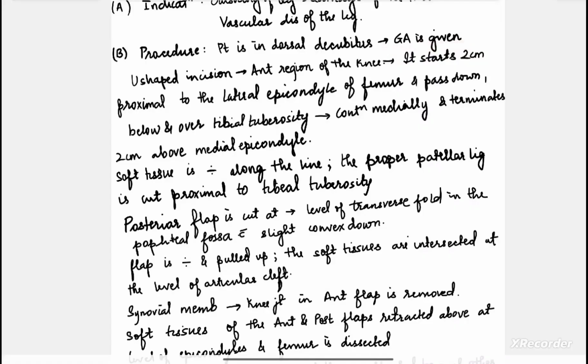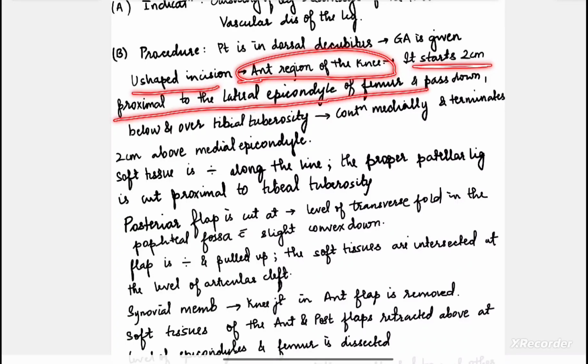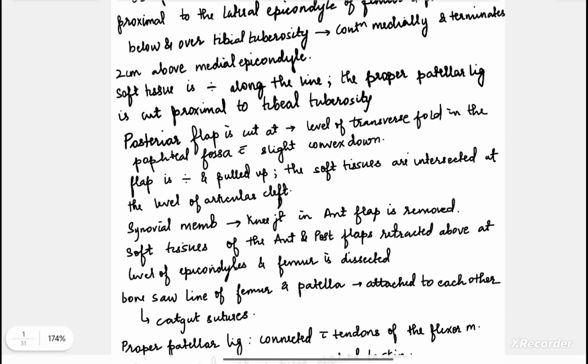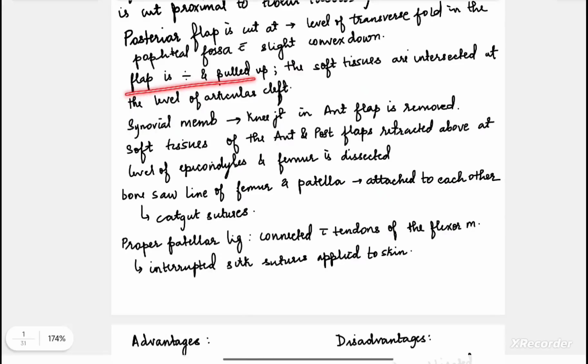General anesthesia is given. A U-shaped incision is made anterior to the anterior region of the knee. It starts 2 cm proximal to the lateral epicondyle of the femur and passes down below and over the tuberosity, continuing medially and terminating 2 cm above the medial epicondyle. Soft tissue is divided along the line. The proper patellar ligament is cut proximal to the tuberosity. The posterior flap is cut at the level of the transverse fold in the popliteal fossa with slight convex down. The flap is divided and pulled up.